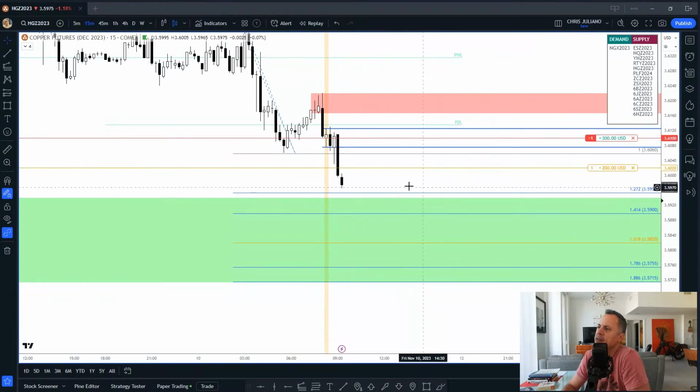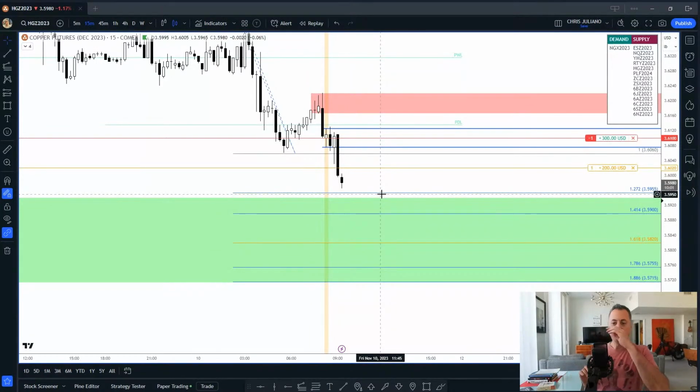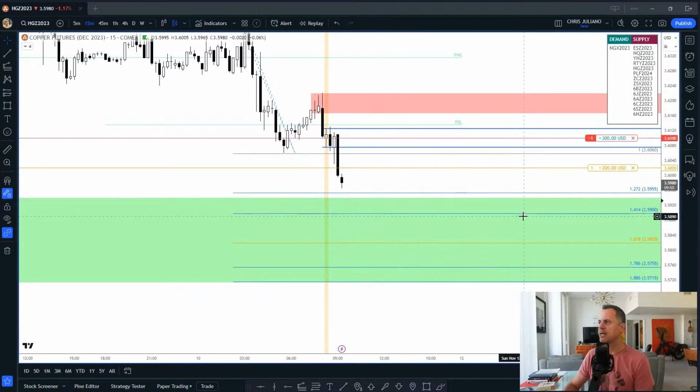1.272. That is a very common Fibonacci extension that people use and people look at. So yeah, that is what we're looking at there.